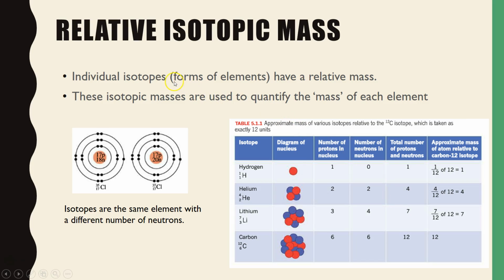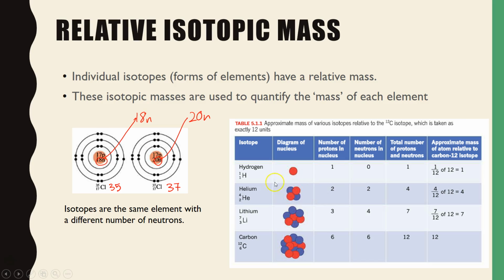And this is shown here. So individual isotopes are just forms of elements which have different numbers of neutrons. So here we've got chlorine-35, and then here we have chlorine-37, and they just have different numbers of neutrons. So here we've got 18 neutrons, and here we have 20 neutrons. These are two isotopes of each other. And they have a relative mass, so that is compared against carbon's mass.